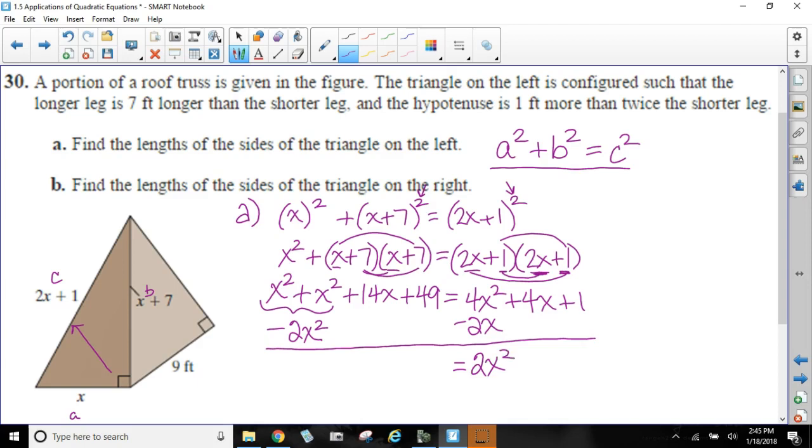Alright, let's gather up the x terms by subtracting 14x from both sides. And that will give us a negative 10x. And then when I subtract 49 from both sides, 1 minus 49 is a negative 48. Now, all the rest of this stuff falls out on the left-hand side, leaving me with 0. So we're ready to solve this equation. And right off the bat, I see everything is divisible by 2. Let's do that.